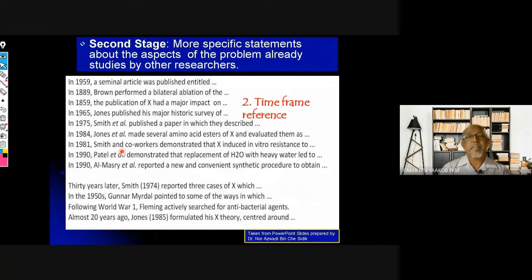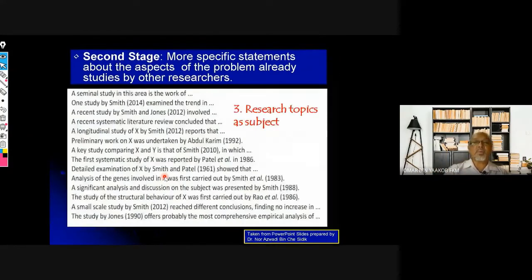Good. Here also John performed, but it starts with the year. So you can say it like that, because this one is using the square bracket. This one is using the author-year, okay, 30 years later and so on. So it gives some kind of historical or chronological value to the review. And then you can talk about the research topic itself, a case study comparing, and so on.